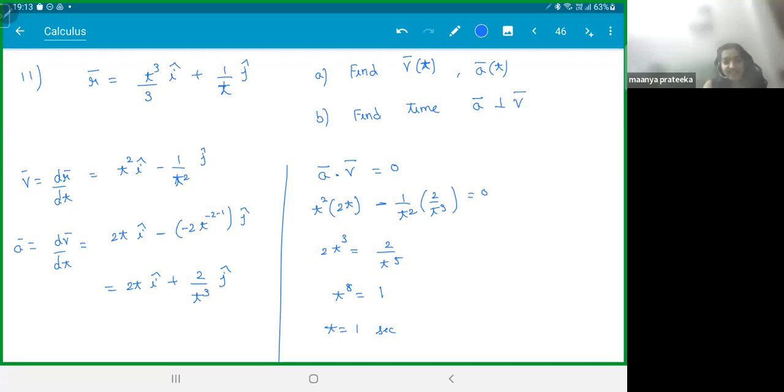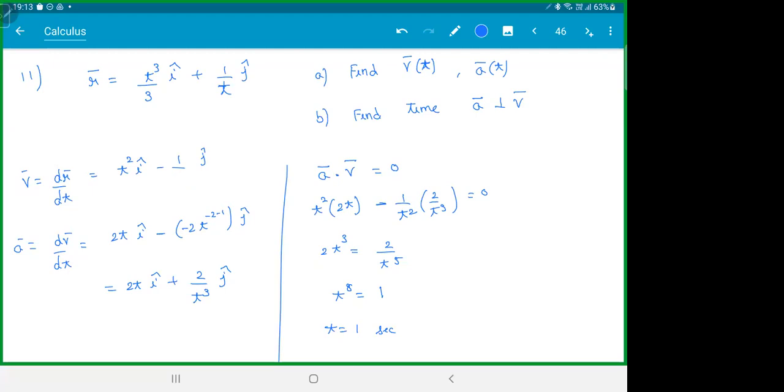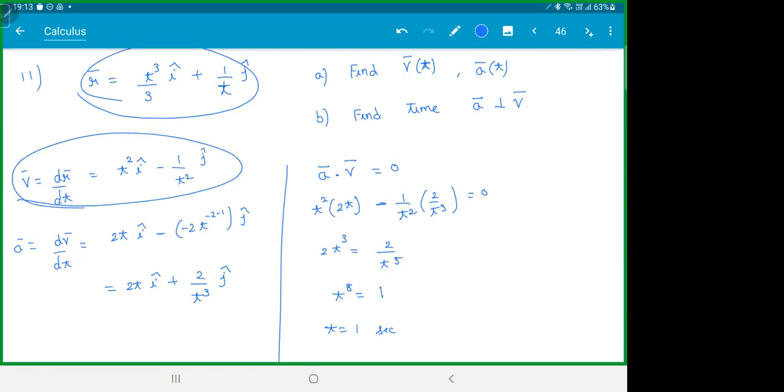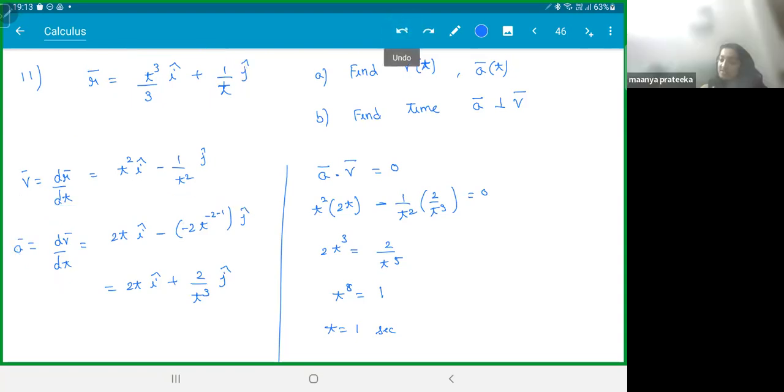Sir, I got lost for a second. Can you just repeat? I was just saying we have just differentiated, right? So I differentiated r bar, I got velocity. I differentiated velocity, I got acceleration. Right, Monica? Sir, I got 0, like t square i cap minus 0.